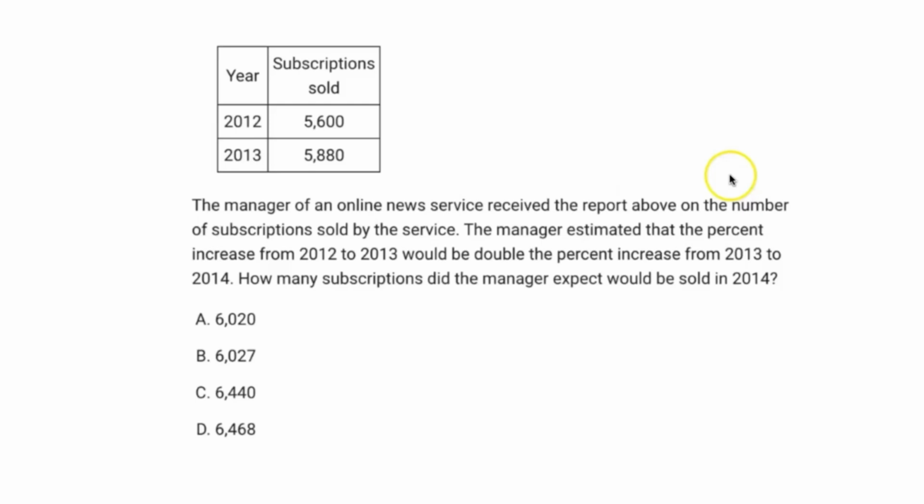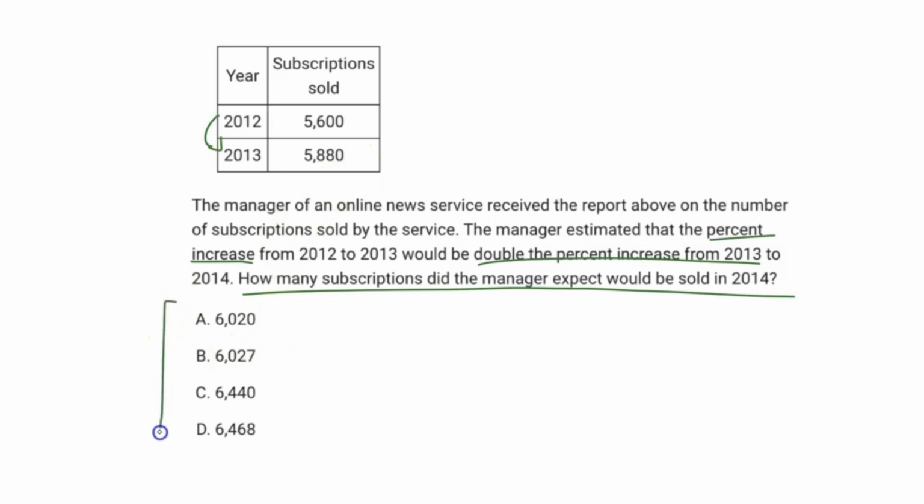All right, this one says the manager of the online news service received the report above on the number of subscriptions sold by the service. The manager estimated that the percent increase from 2012 to 2013 would be double the percent increase from 2013 to 2014. How many subscriptions did the manager expect would be sold in 2014? So there's going to be a percent increase from 2013, so it's going to be a value above 5,880, which is represented by the answer choices.